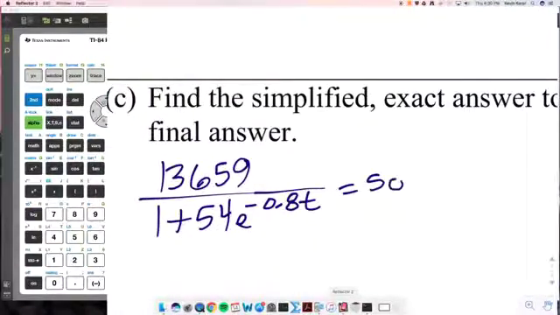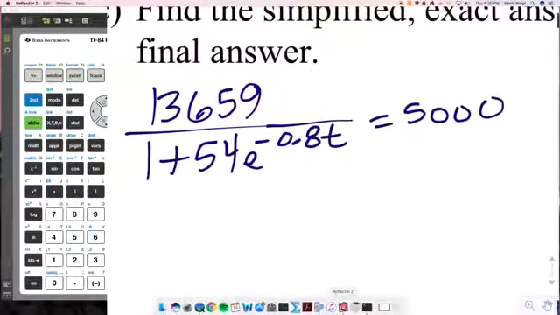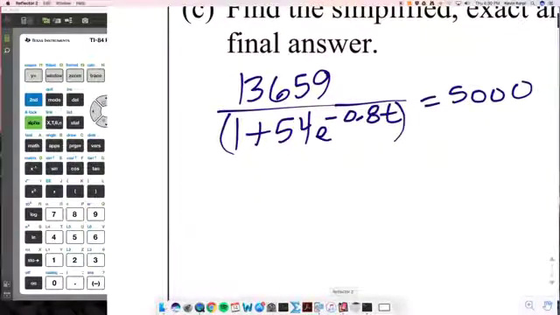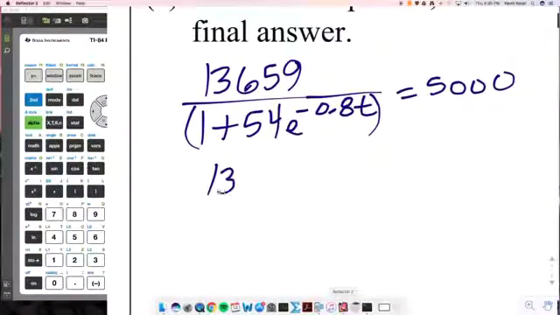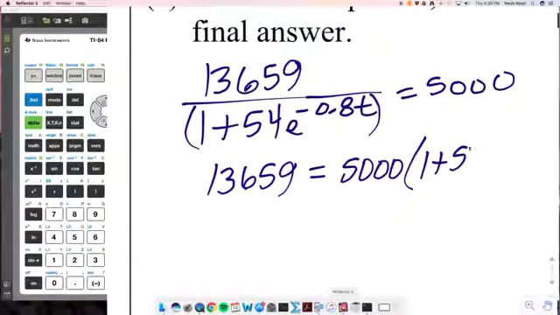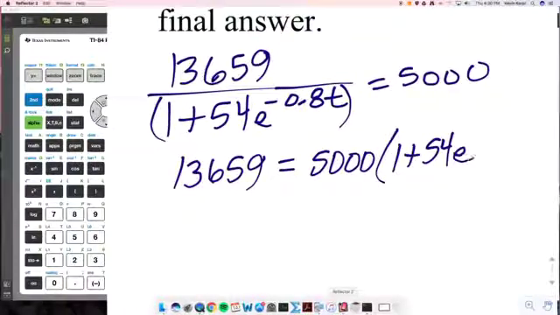So we did this in class a couple times. The first thing you're going to do is multiply both sides by the denominator. So put that in parentheses. I'm not going to show it, but when you multiply on the left, it divides out, and it gives you 13,659. And on the right, you get 5,000 times that quantity, which if it's not in parentheses at this point, you've already lost a check.